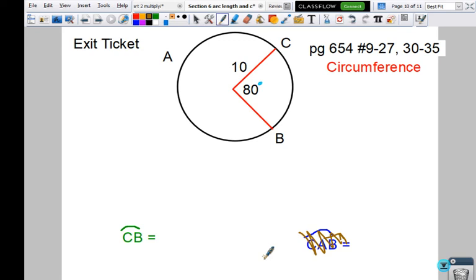I thought you said exit ticket. All you have to do is find the arc length of CB.